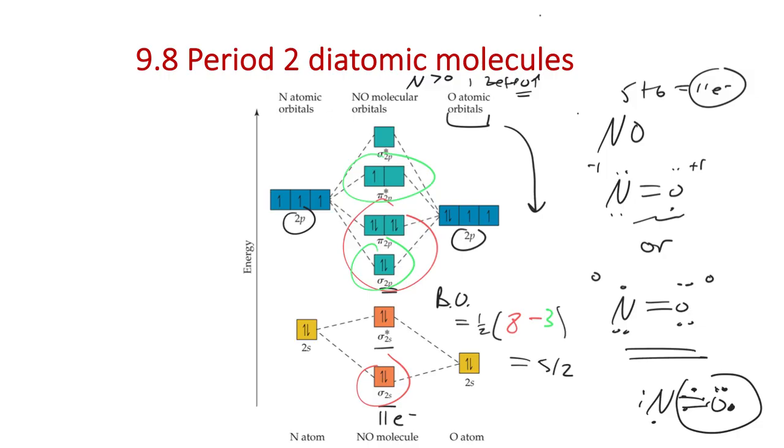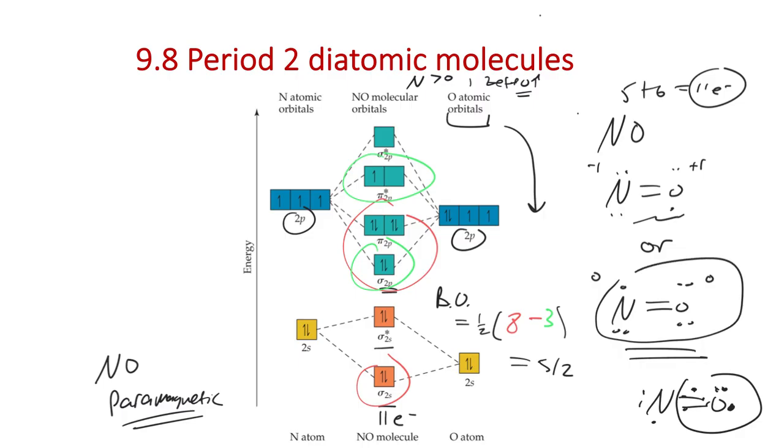Now NO does have one unpaired electron, so NO would be paramagnetic. It would be drawn into a magnetic field due to having at least one unpaired electron. So we can predict that magnetic property. We probably would have predicted that from the Lewis structure here as well. So if we're thinking this Lewis structure, we probably think, okay, there's a lone pair there, so it's going to be drawn into a magnetic field. But then we also see this diagram here.